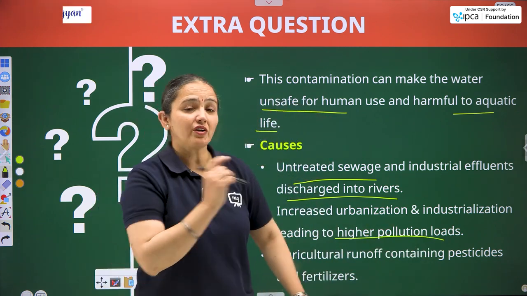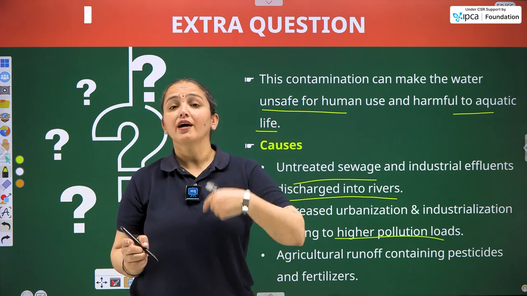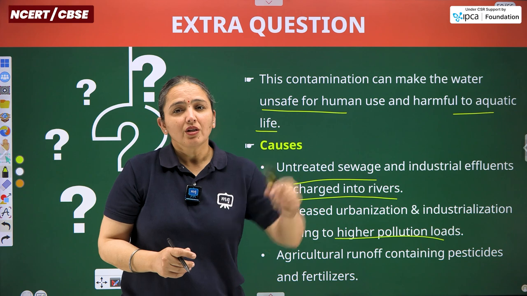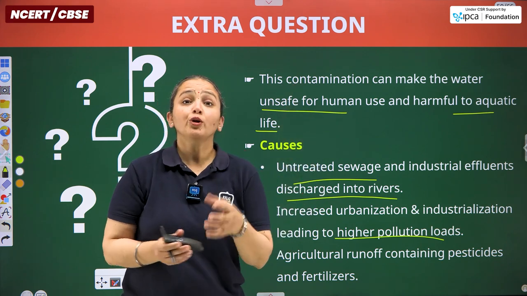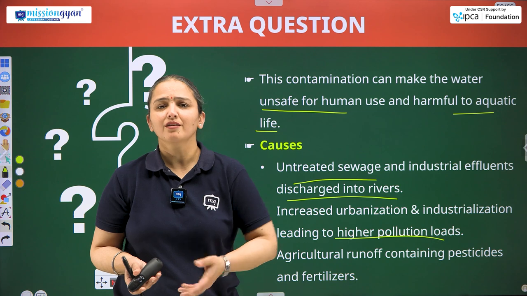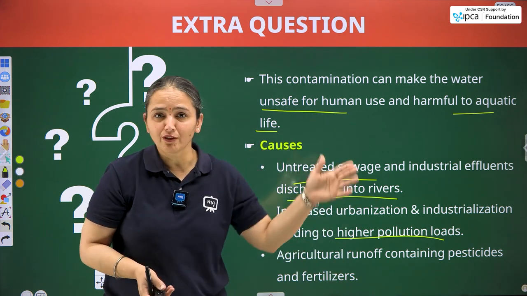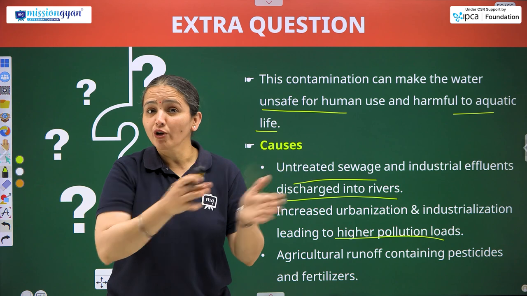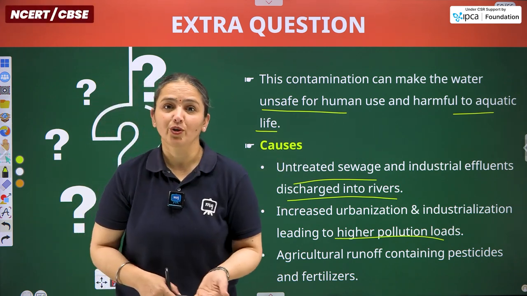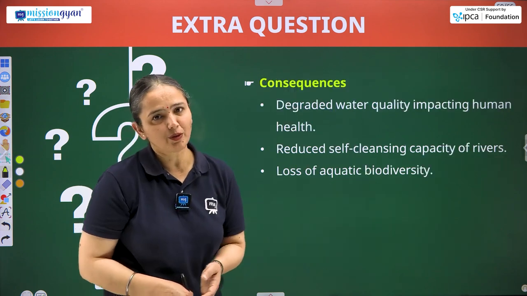Agriculture runoff. We are talking about the pesticides and fertilizers that we use in the process of agriculture. Whenever rain comes, those pollutants, the pesticides and chemicals, are added to the flowing water, and finally the flowing water leads into the open water body, that is the river itself, and that is how water gets polluted again.